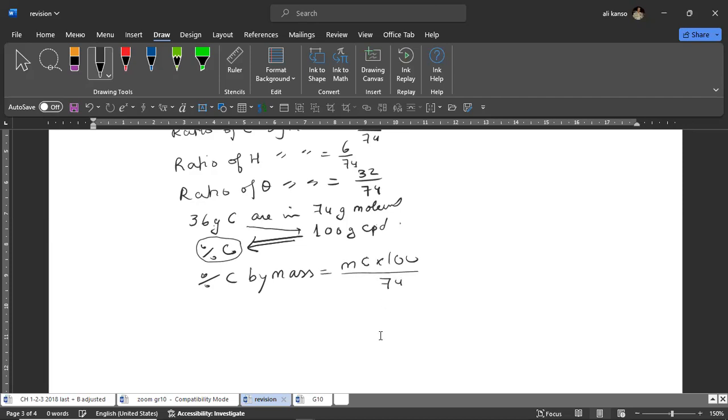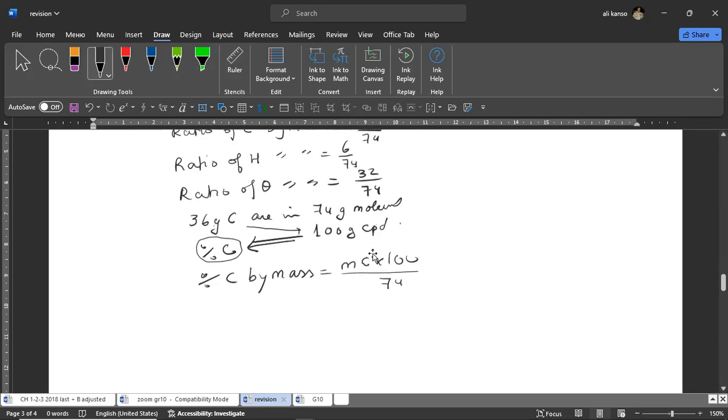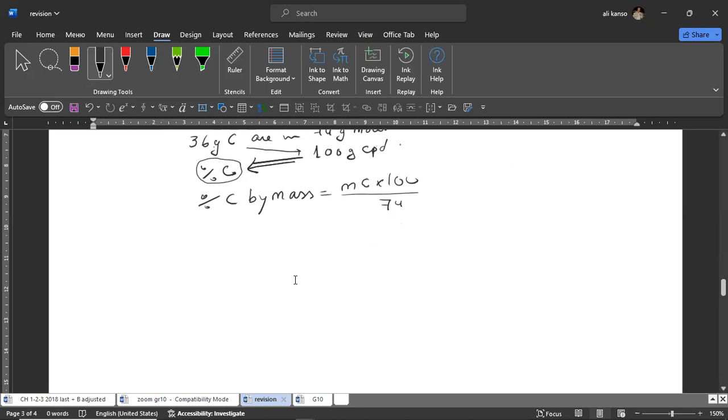And similarly, percentage of carbon. The ratio of carbon, as we did above, 36 over 74 times 100. And similarly for hydrogen, similarly for oxygen. So we can summarize this topic.